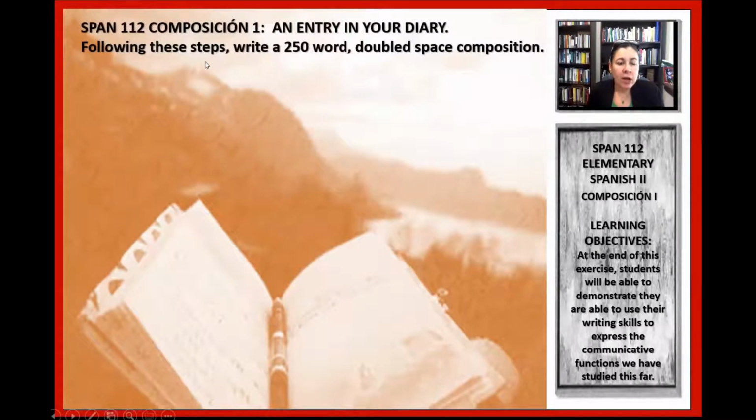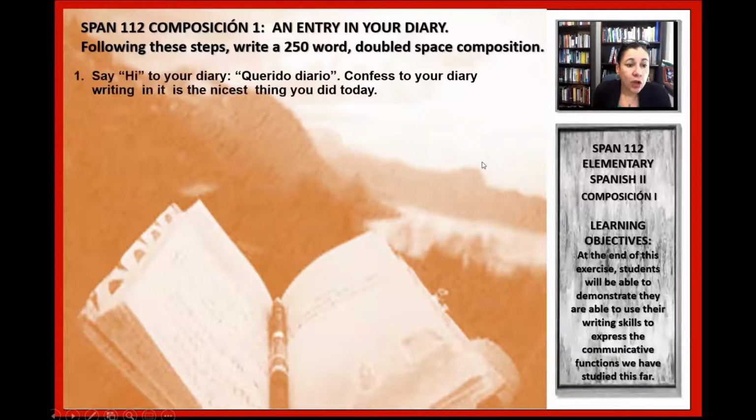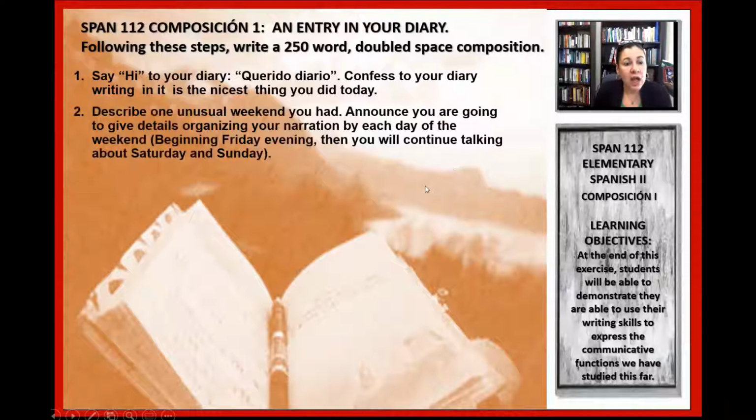Okay, we're going to follow these steps for the 250-word composition. You're going to say hi to your diary, querido diario. You're going to confess that writing in it is the nicest thing you did today. So you're going to be combining past tense and using a superlative, something that you have already learned. Then you're going to describe one unusual weekend you had.